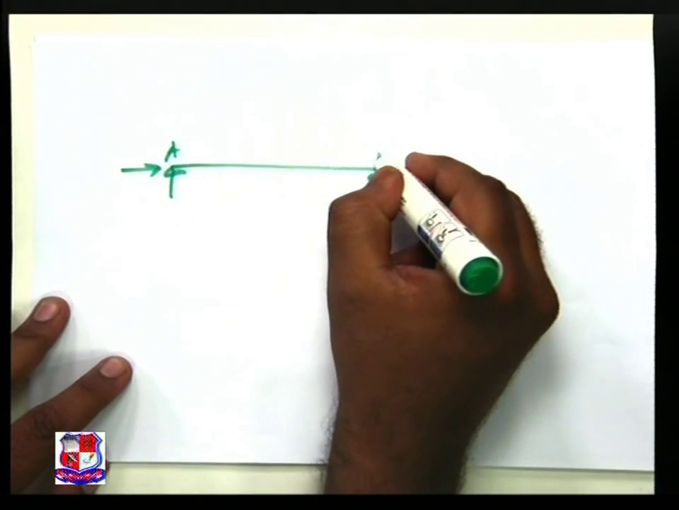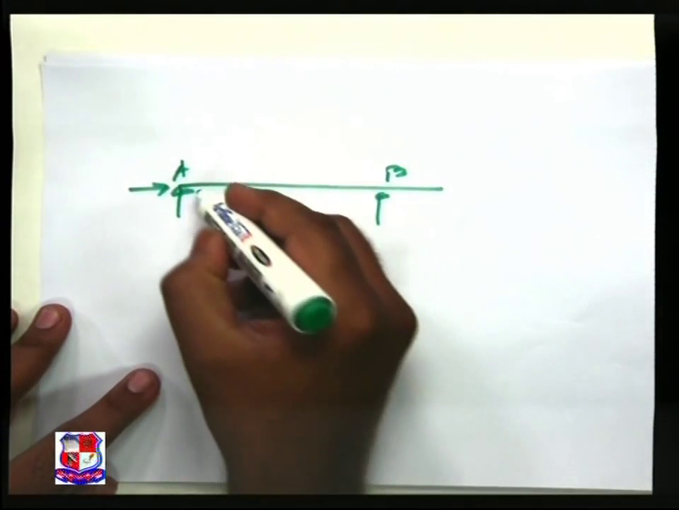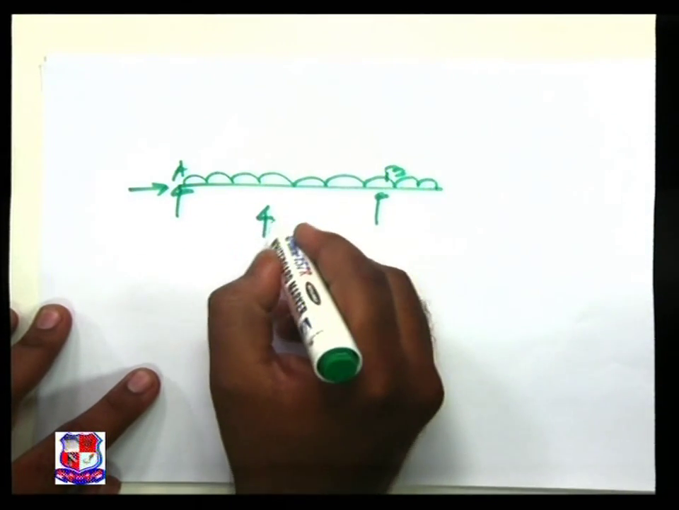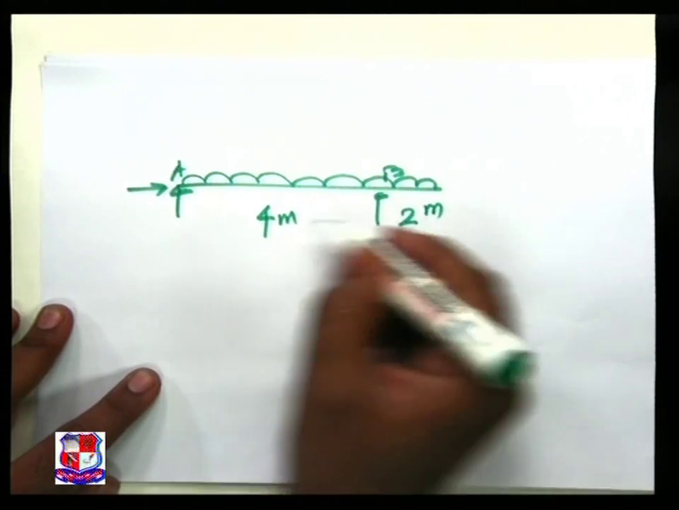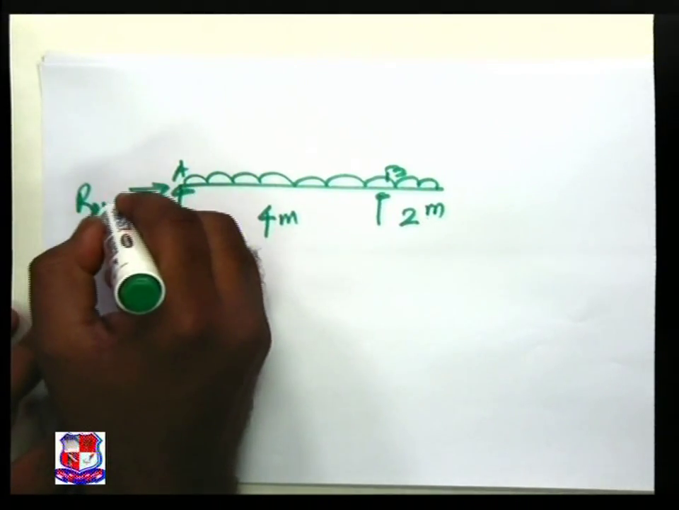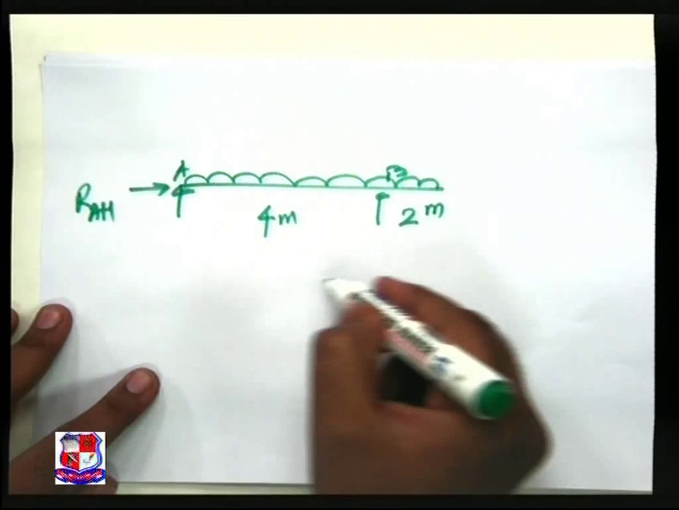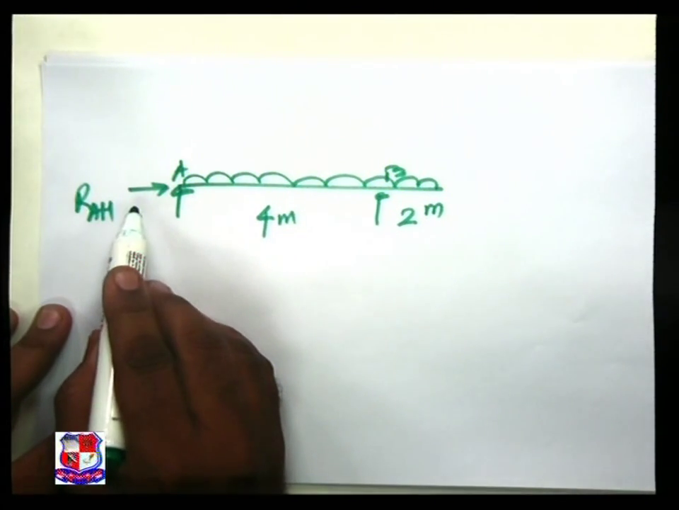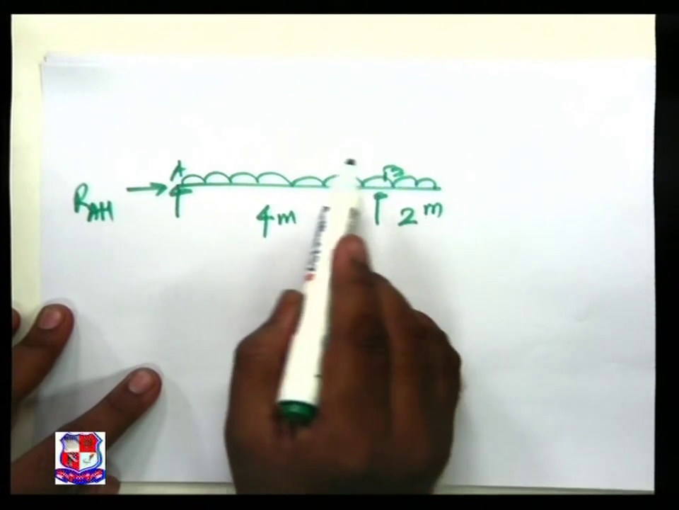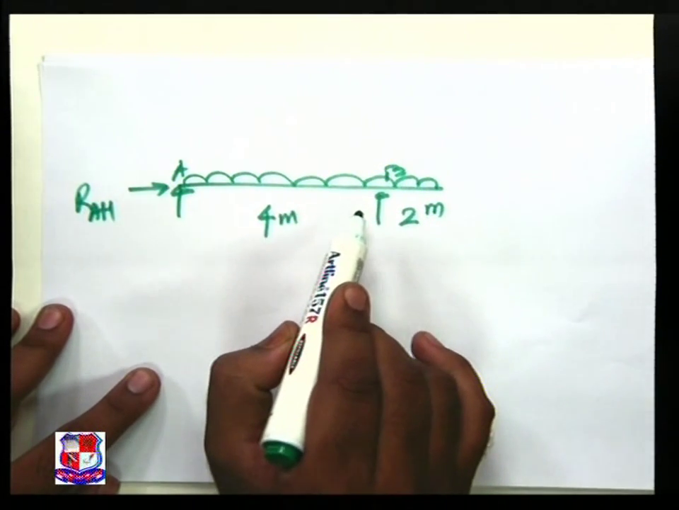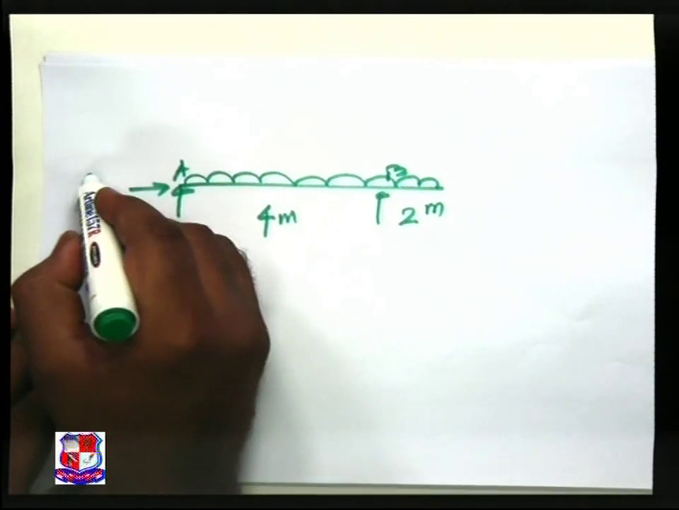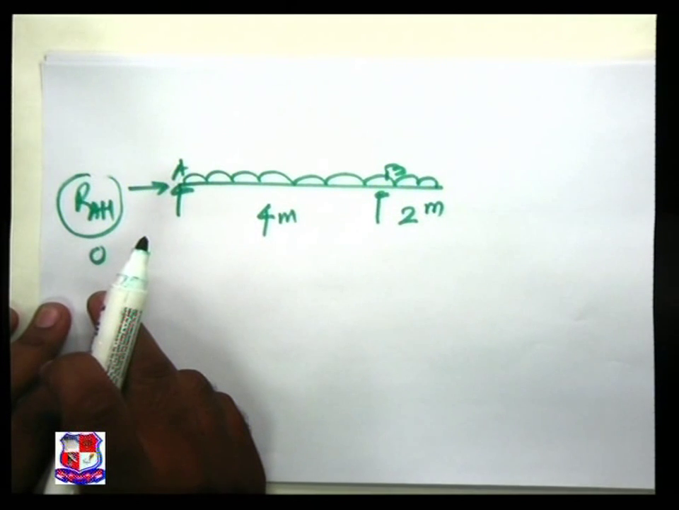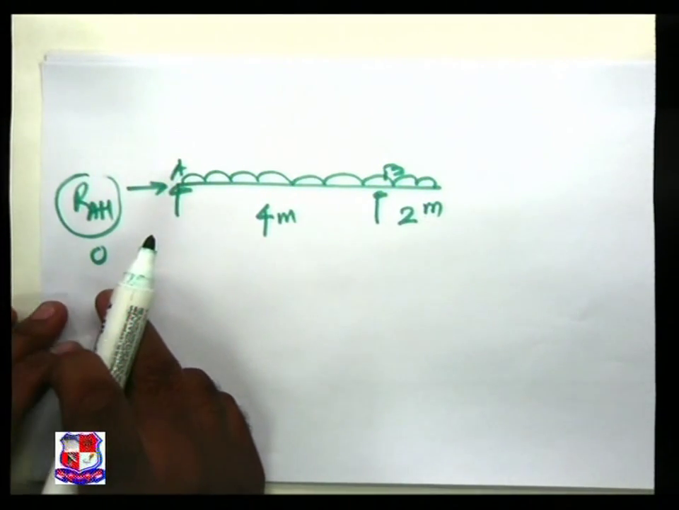A joint, this is B joint, and throughout UDL is acting. This length is 4 meter, this length is 2 meter. This is my RAH. Now, in this throughout the system, only RAH is acting as the horizontal force. None of the force is acting horizontal in this particular system. So, simplified, because sigma H is 0, RAH comes to be 0.